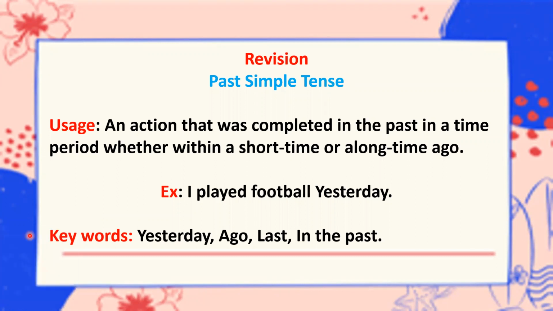According to the usage of the past simple tense, it describes an action that was completed in the past in a time period, whether within a short time or a long time ago. Okay, an action that was completed means finished in the past, not in the future, not in the present. In a time period, it's necessary to be in a time period. For example, yesterday, ago, last, in the past. It doesn't matter whether it is within a short time or a long time ago.